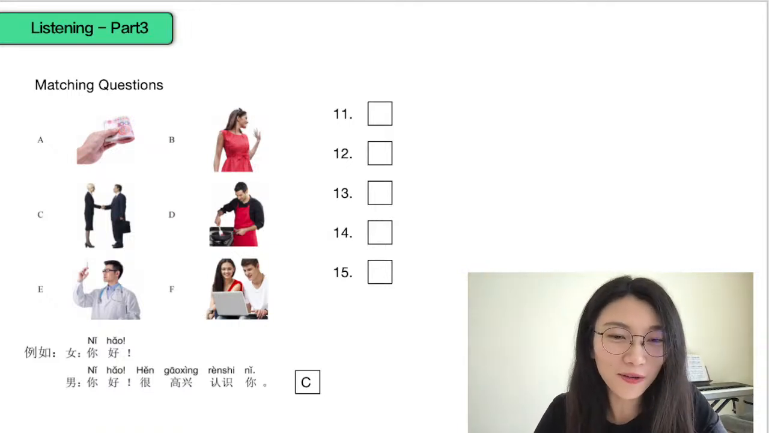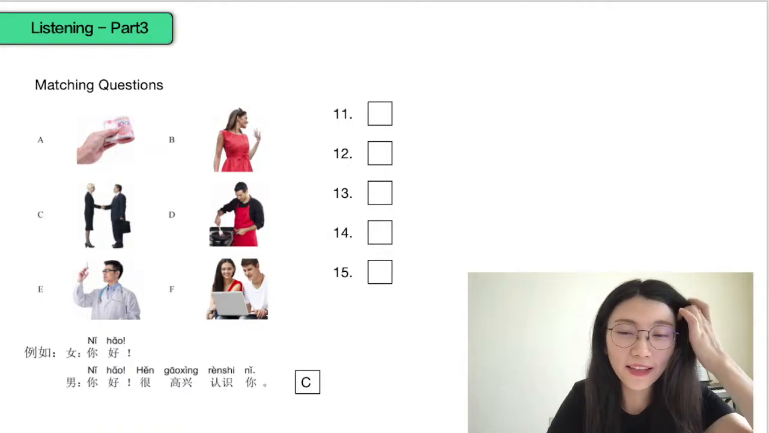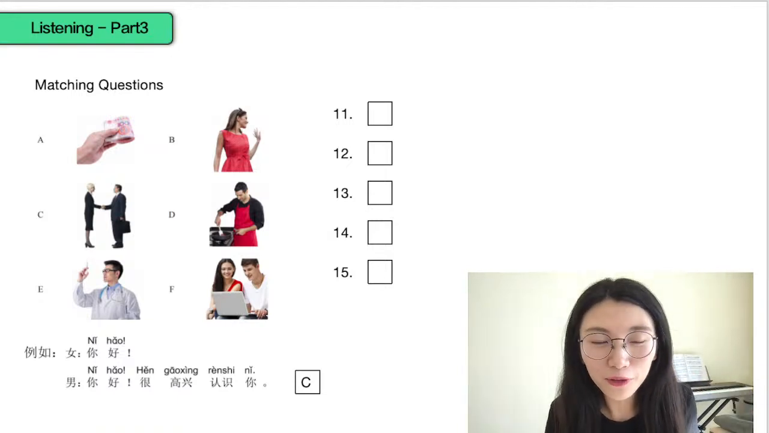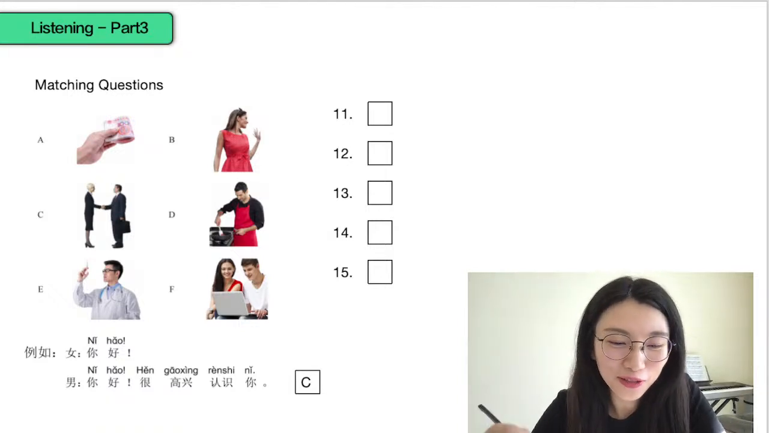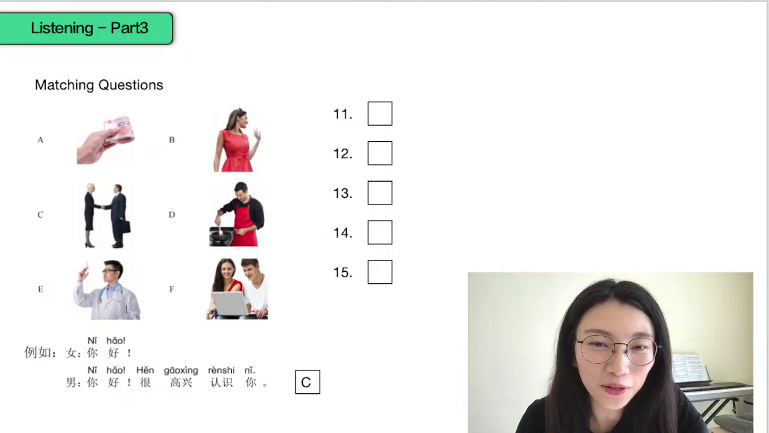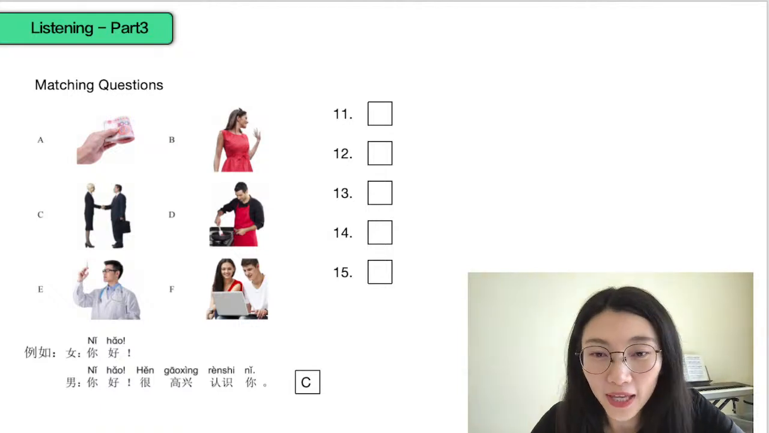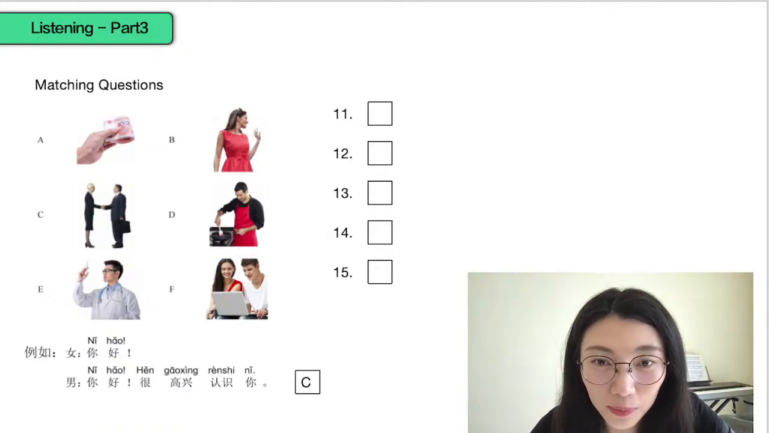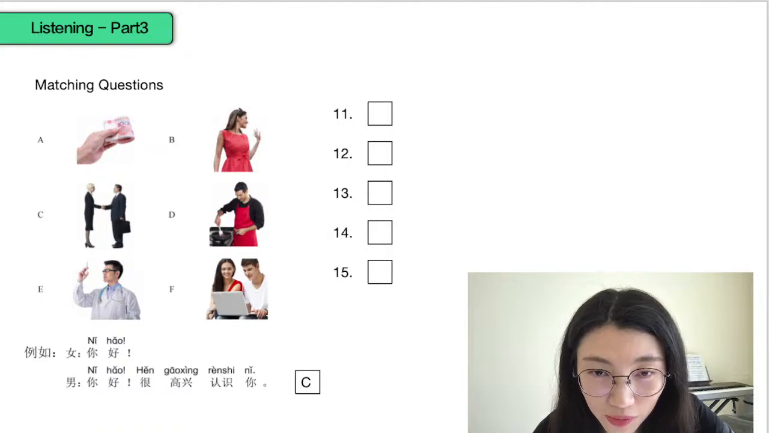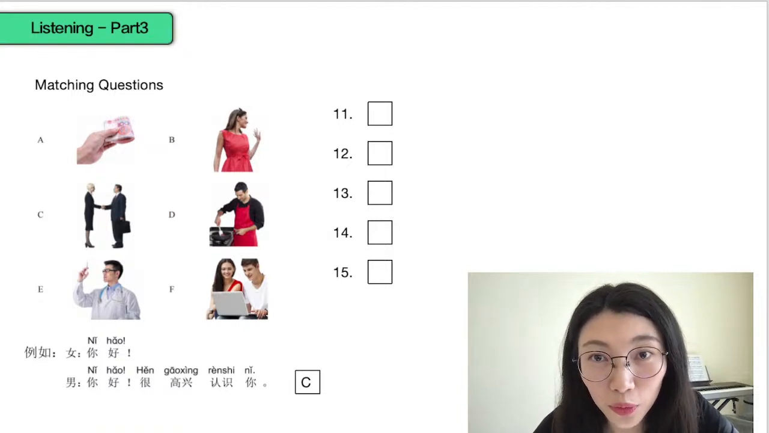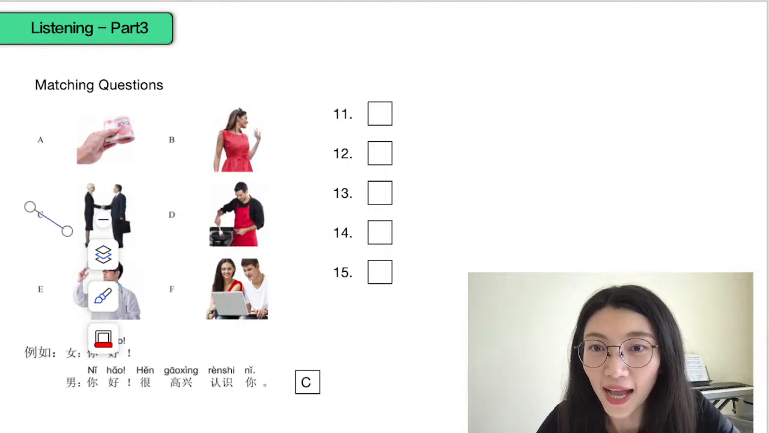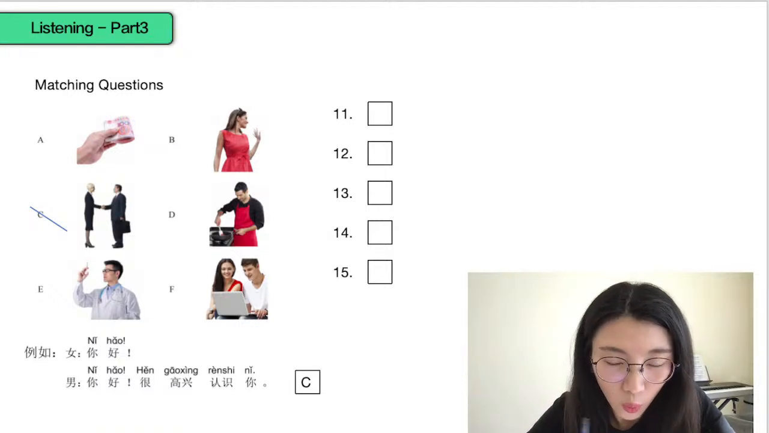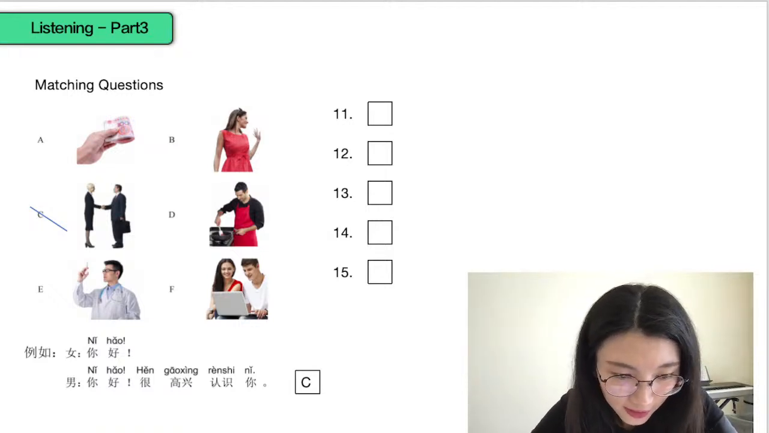非常棒. So let's look at them. I think your level is pretty high, so I will go faster. Once we know that C is already chosen, we just remove C on our paper. So before you start, let's just remove C. And now number 11. What did you hear? Let's hear it again.